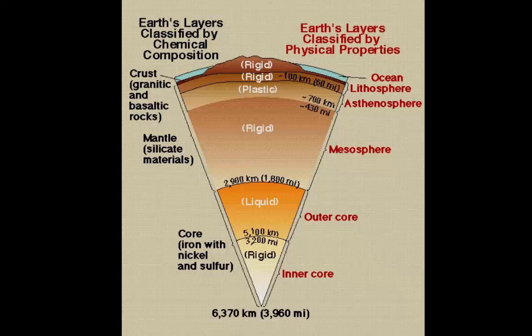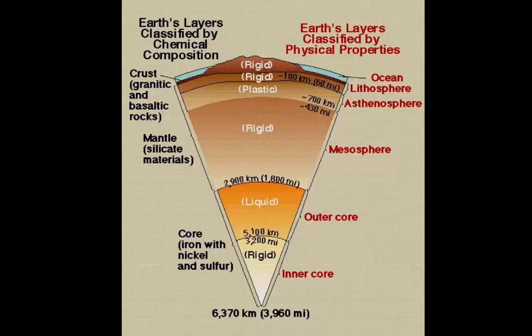So again, the Earth's system classified by chemical composition includes the terms crust, mantle, and core. Crust is usually granitic and basaltic. Mantle is made up of iron and magnesium silicates. The core is made up of mostly molten metals, mostly iron and nickel. The outer core is liquid, and the inner core is solid.